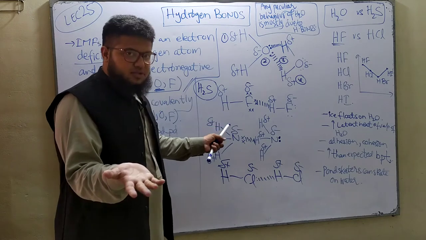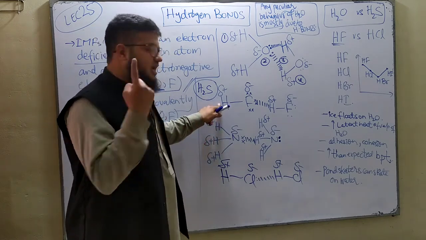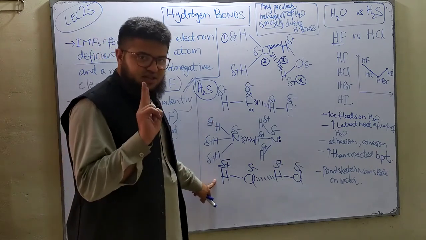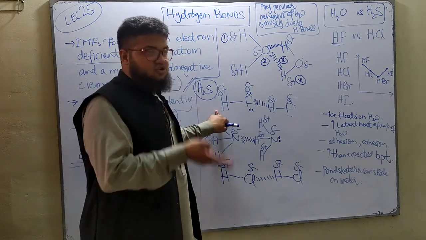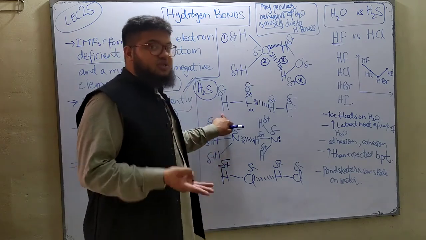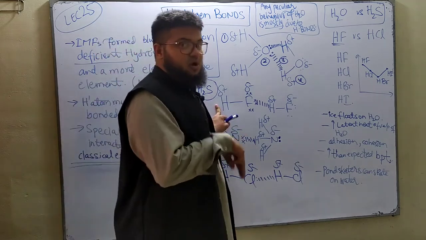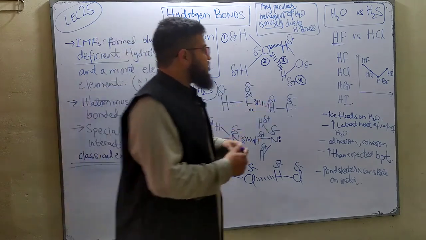So what are the points that you must include in your answer? First point, HF has hydrogen bonds. Second point, HCl has permanent dipole interactions. You've identified the intermolecular forces, then you have to mention that hydrogen bonds are the strongest intermolecular forces, therefore more energy is needed to overcome them, therefore HF has a greater melting and boiling point as compared to HCl. Simple.